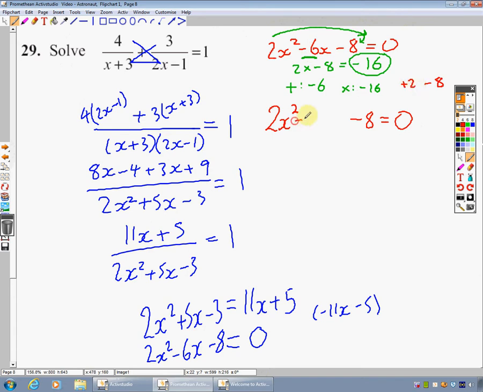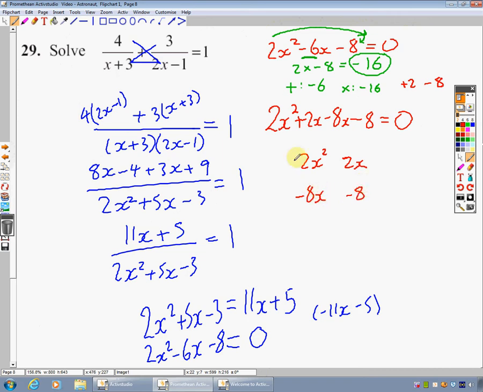And this is what I would have had when I expanded my brackets using the grid method. I would have had a 2x squared plus a 2x minus an 8x minus an 8. I would have brought that together to give me my minus 6x. So let's put that in the grid. 2x squared, 2x, minus 8x, minus 8. And that is in my grid from multiplying out my two brackets. And this is going to help me work out what my two brackets are.